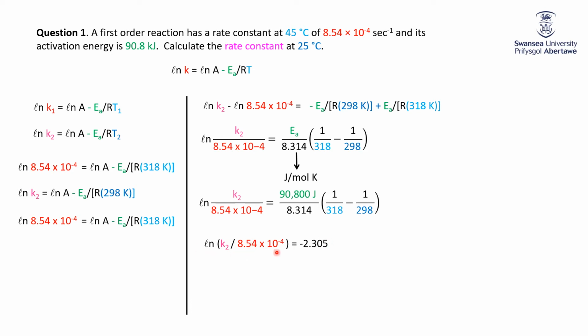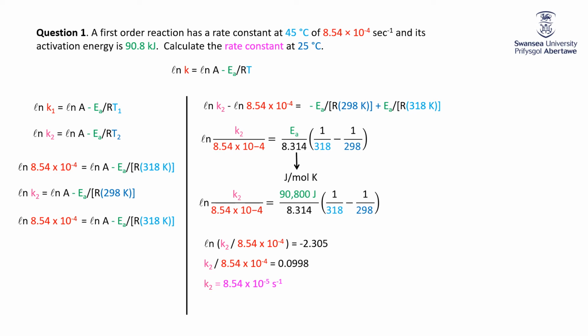So e to the power of this just cancels out the e to the power and the log n, so it becomes K2 over 8.54 times 10 to the minus 4. E to the power of minus 2.305 is 0.0998. Now we just multiply out and we find that K2 is 8.54 times 10 to the minus 5 seconds.